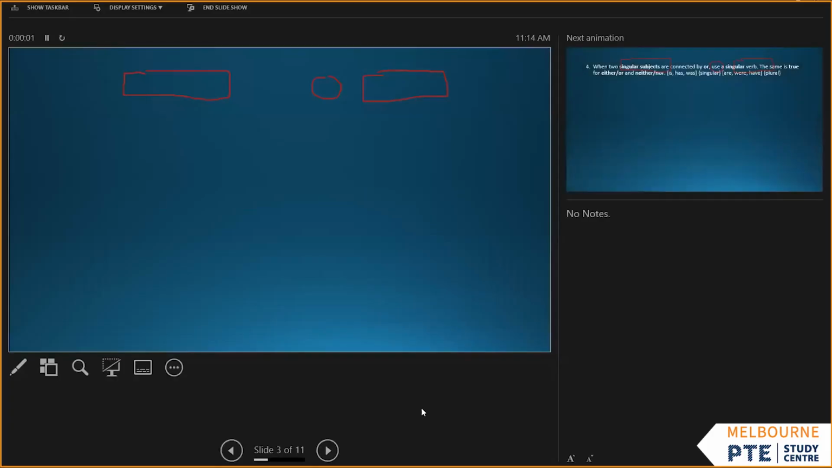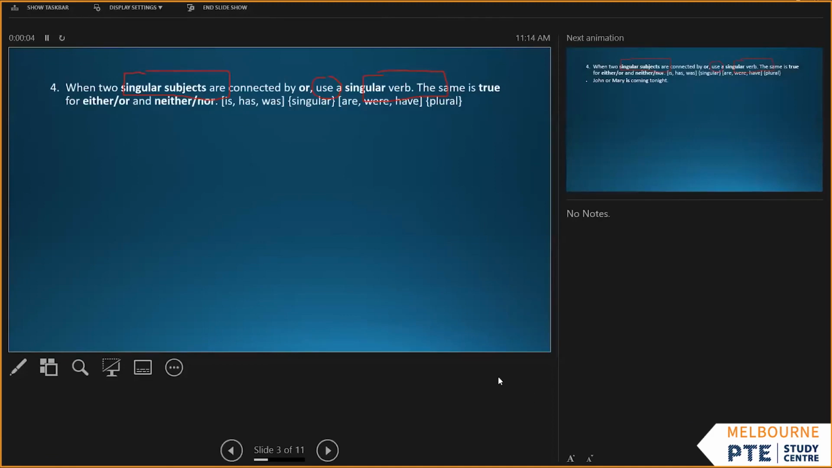Okay, now it should be easier for you to grasp this concept. We have words like is, has, was, or are, were, have. They are also a category of verb known as auxiliary verbs that I will discuss later. Now remember this: if we have two singular subjects, they become plural, more than one. And with plural, we use words like are, were, have.